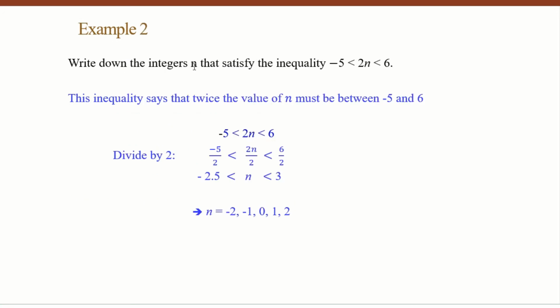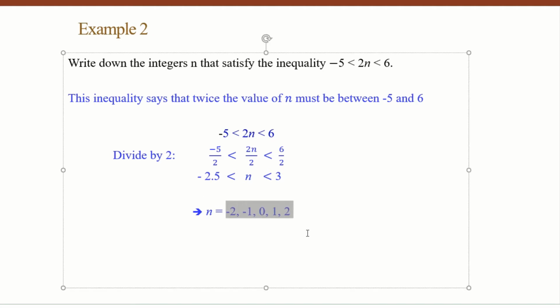Write down the integers n that satisfy the inequality -5 less than 2n less than 6. So you need to divide the whole inequality by 2. You will get -2.5 and 3. So n is more than -2.5 but less than 3. So you have -2, -1, 0, 1, 2. You see, n is more than -2.5, but we land up on a whole number because integers are whole numbers.